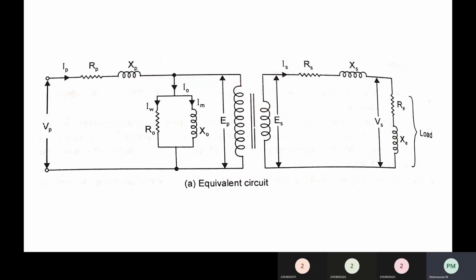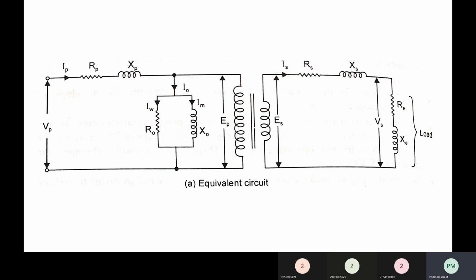So this is the equivalent circuit of the potential transformer. Similar to the current transformer, in the potential transformer also there are many parameters. On the primary side, Vp is the voltage applied to the primary winding. Ip is the current flowing through the primary winding. Rp is the primary winding resistance, and Xp is the primary winding reactance. I0 is the no load component current. This can be split into two currents: IW and IM. IM means magnetizing component current, and IW means working component or no load loss component.